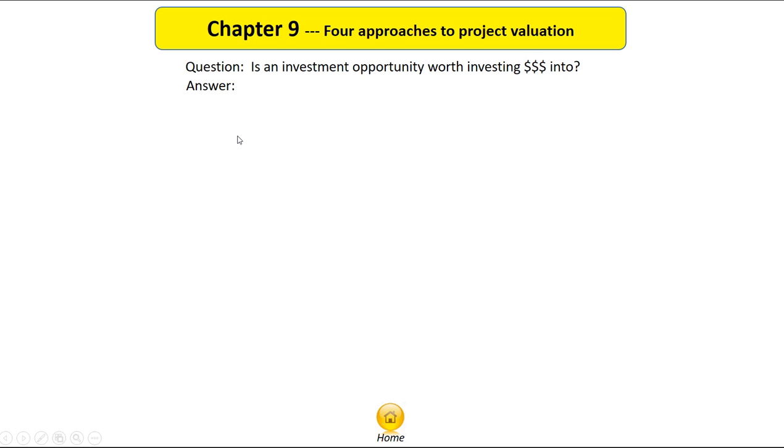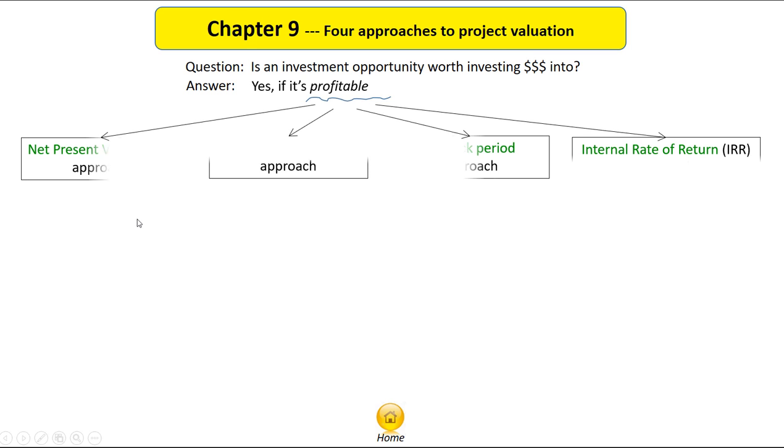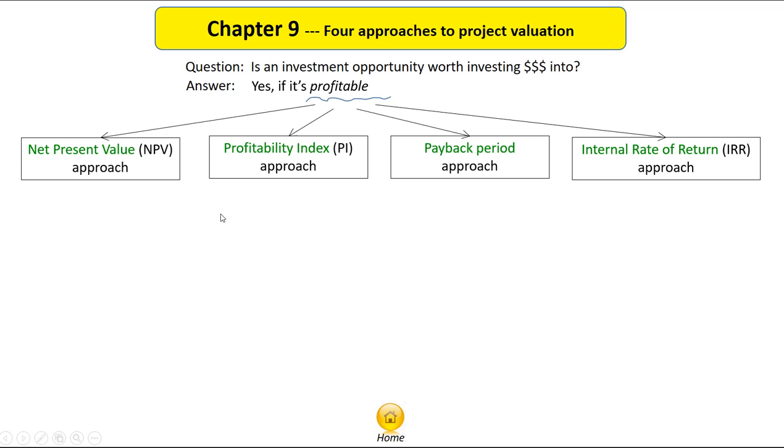The answer is, well, it's worth it if it's profitable. So how do we figure out the whole profitability part? We do it four different ways. So that's our four approaches that we learned in this class. The textbook also covers a few more, some of which are just variations of some of these approaches, but these are the four most important ones.